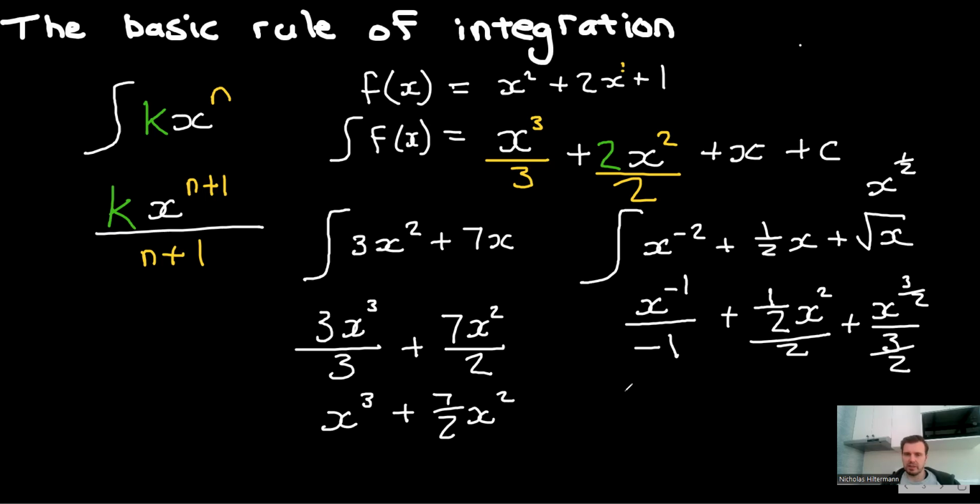Okay, we need to simplify that a little bit. This becomes negative x to the minus 1, which actually becomes, well, we'll do one more step. A half divided by 2 is a quarter, x squared. And then this becomes 2 over 3 x to the 3 over 2.